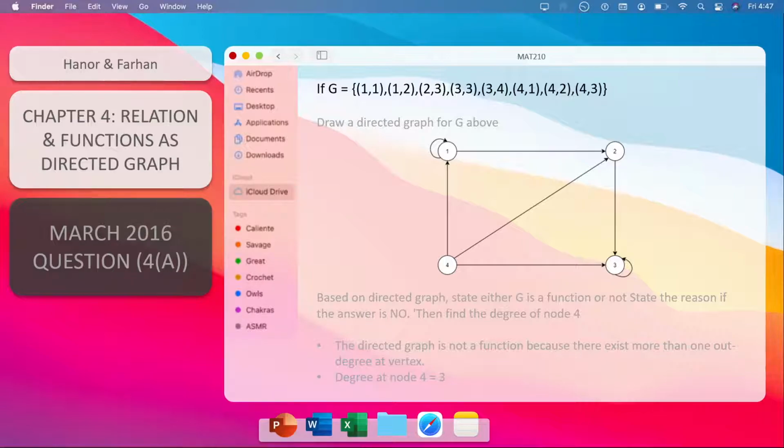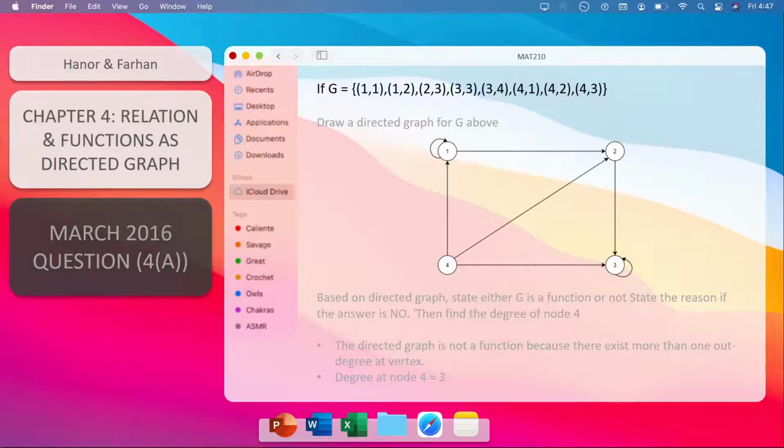So that means, if a vertex, let's take for example vertex 1, you have one out degree reflecting to itself, and it also has another degree going to 2, and there is another arrow from vertex 4 going to 1. So that means it has 4 degree. There is more than one, so the function does not exist.